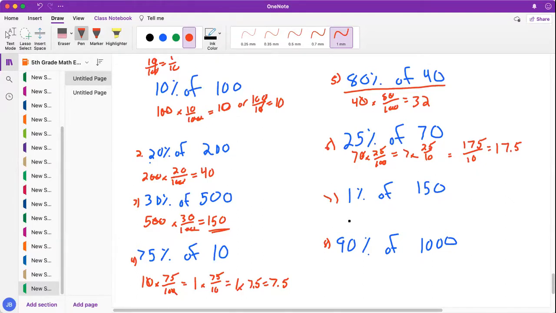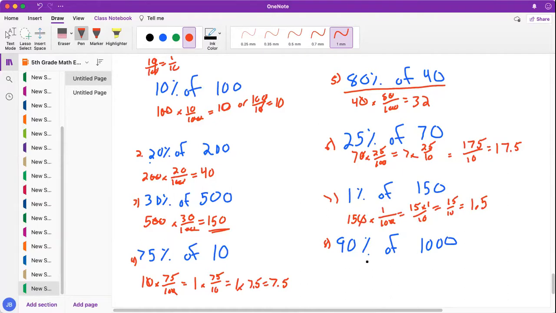I did 150 times 1 over 100. I canceled the zeros, so that was 15 times 1 over 10. And I got 15 over 10, which simplifies into 1 1/2. Is that right? That's perfect. 1.5 or 1 1/2, whichever one works.